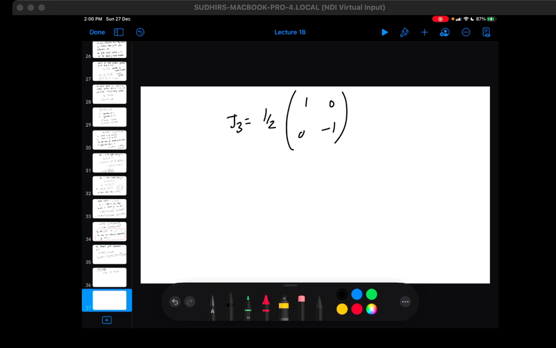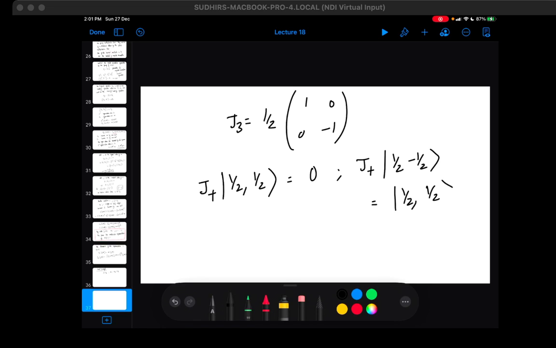Now j plus acting on half would be what? It will be just 0 because there is no higher spin than that. Okay, but then j plus acting on half minus half would give me, again the center coefficient would just become 1 and this will just give me half. So j plus would have the representation 0 1 0 0, and similarly j minus, which is essentially j plus dagger, will be 0 0 1 0.